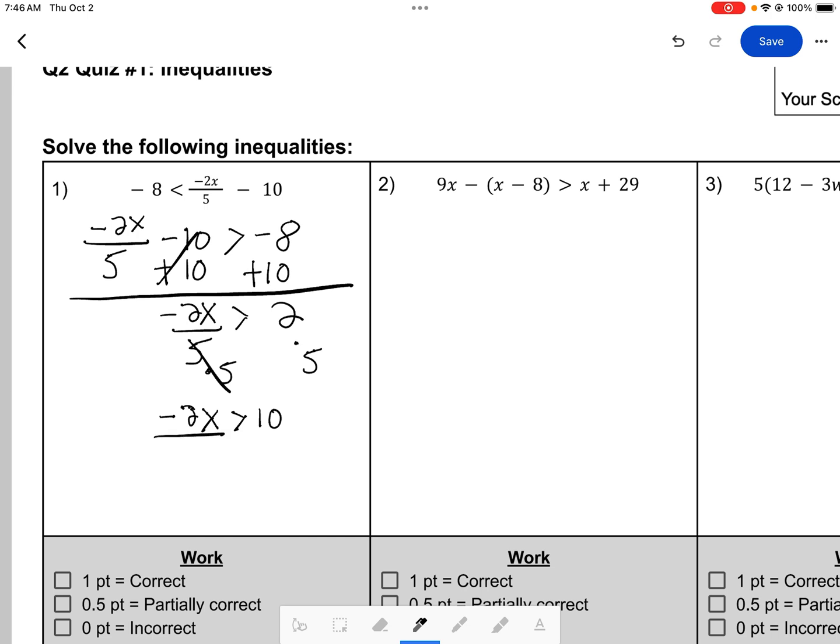Now I'm going to divide both sides by negative 2. Now remember with inequalities, when I divide by or multiply by a negative, my sign flips. So now instead of x being greater than negative 5, it's going to be x is less than negative 5.